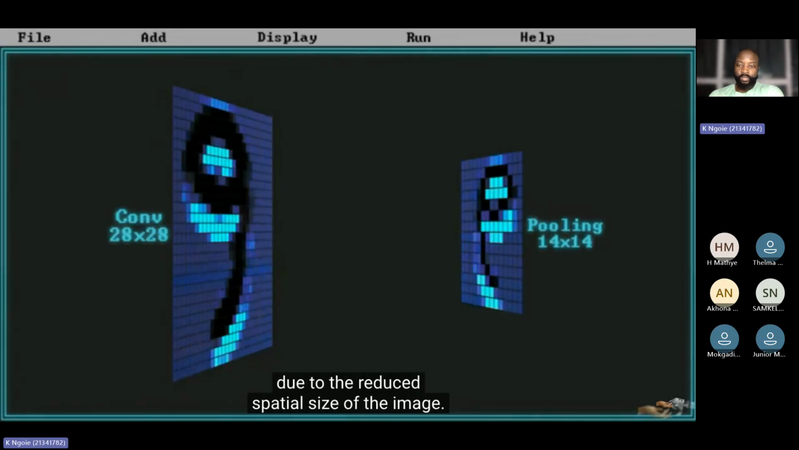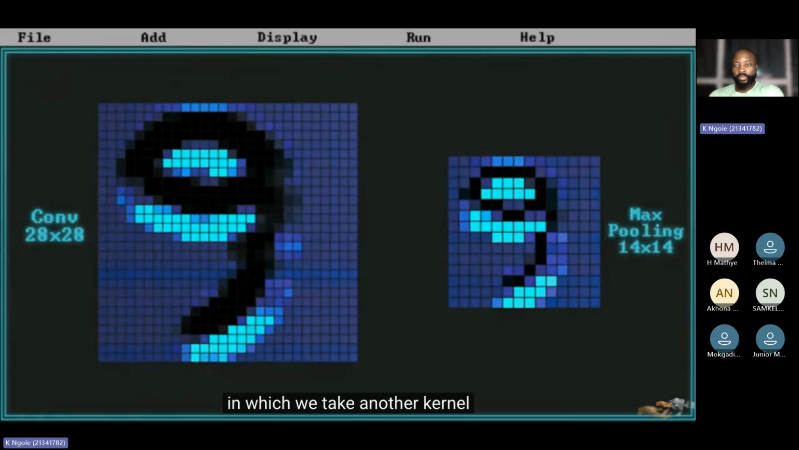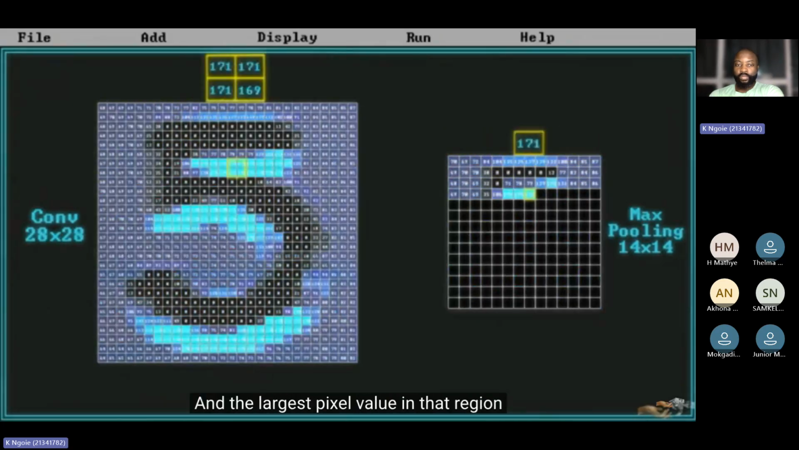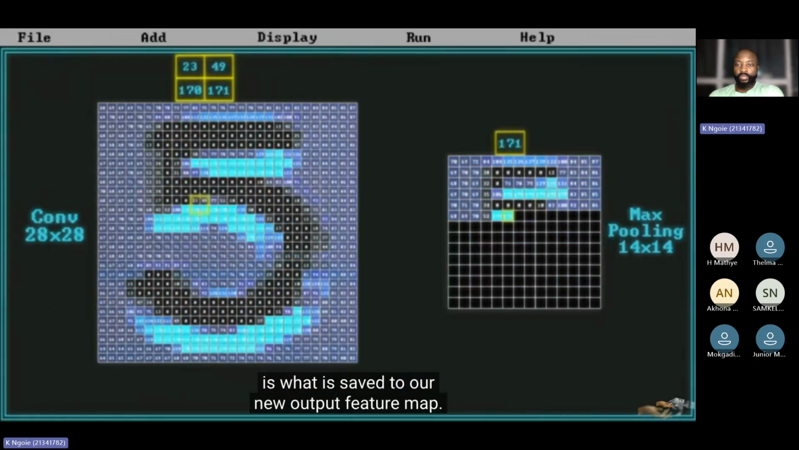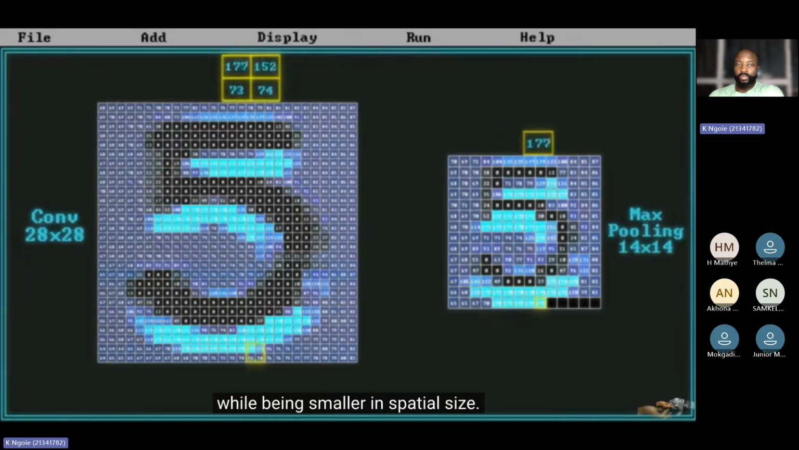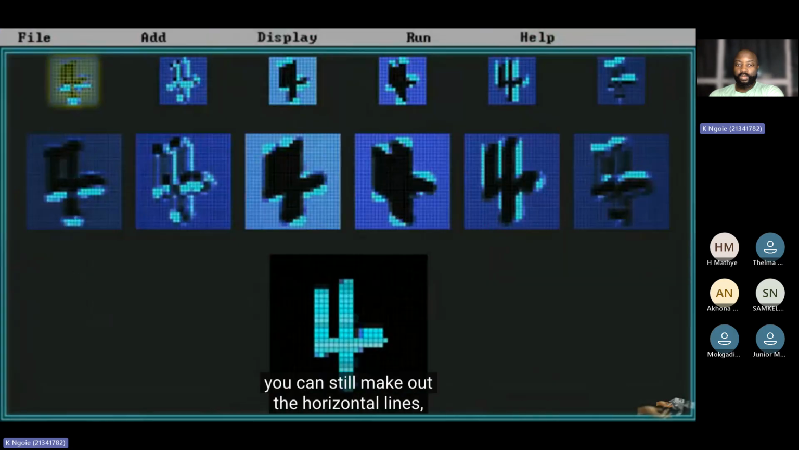The type of pooling our network implements is max pooling, in which we take another kernel and slide it across our input feature maps, and the largest pixel value in that region is what is saved to our new output feature map. As you can see in this number classifier, the max pooled layer still retains the important information from the convolutional layer while being smaller in spatial size. For instance, in this feature map, you can still make out the horizontal lines, and in this one, the vertical, from their respective original feature maps.